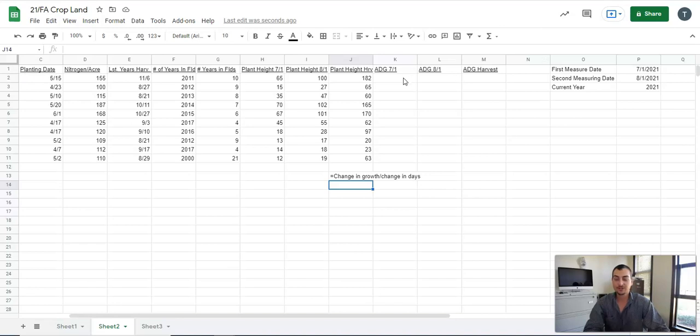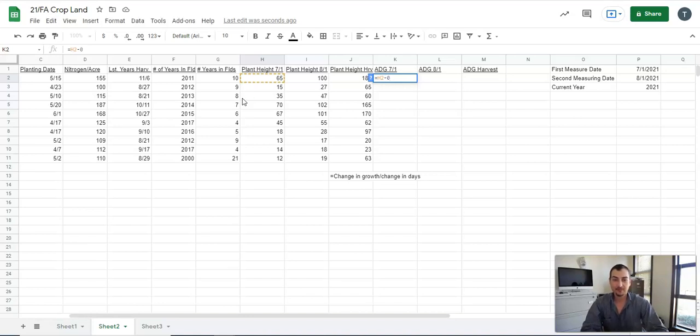So let's go ahead and do that real quick. We're going to say equals, and we're going to take the change in growth. So this first row, this first plant grew to a height of 65 inches by July 1st, minus, what was the original growth? What was the original height?